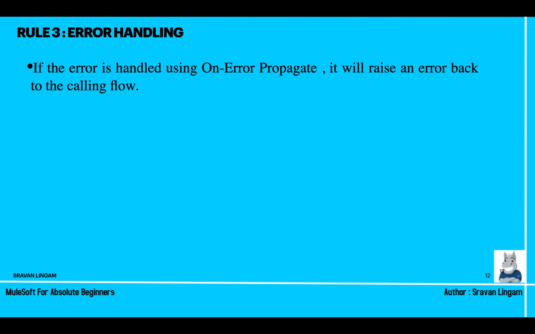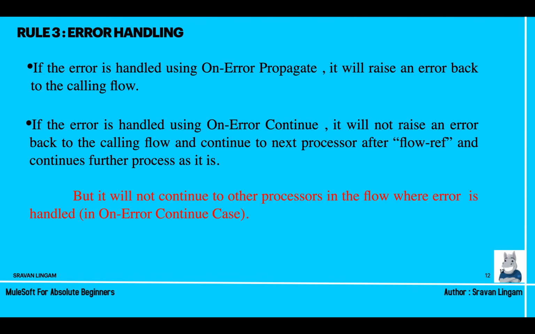If the error is handled using on error propagate, it propagates again to the calling flow. If the error is handled using on error continue, it will not raise an error back to the calling flow. Rather, it continues to the next processor after the flow reference and continues further. But it will not continue to the other processors within the flow where the error is handled. This is very important and I will show you in a real-time case.